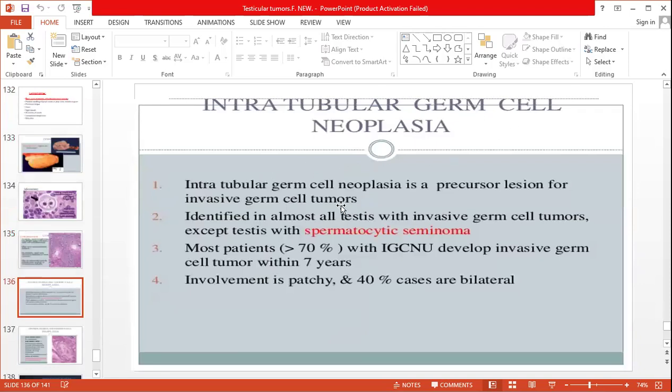Intratubular germ cell neoplasia is a precursor lesion for the invasive germ cell tumors. It is identified in almost all testes with invasive germ cell tumors except testes with spermatocytic seminomas. Involvement is patchy, and 40% of cases are bilateral.